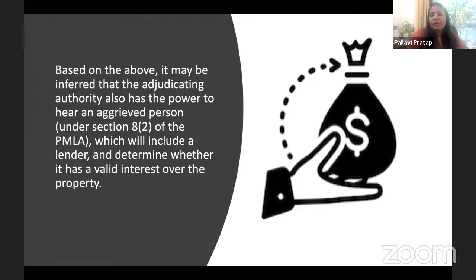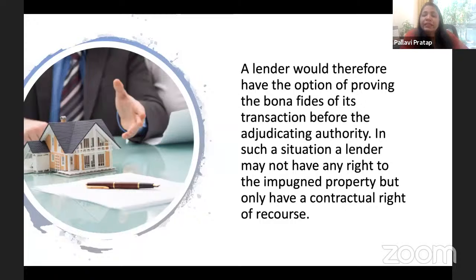And this happens typically, but I think under PMLA, the adjudicating authority also looks at all these assets from a perspective that in no manner any proceeds of crime should go out of it. So one would always have a suspicion around any such aggrieved person who suddenly pops up and says that, I was a lender and I have a valid interest against a property. Now, a lender would therefore have the option of proving the bona fides of its transaction before the adjudicating authority.